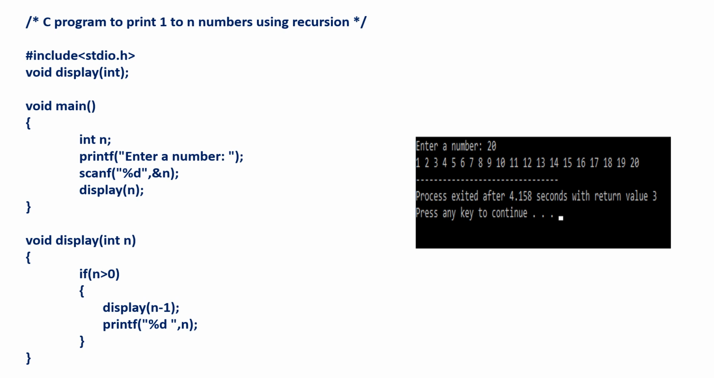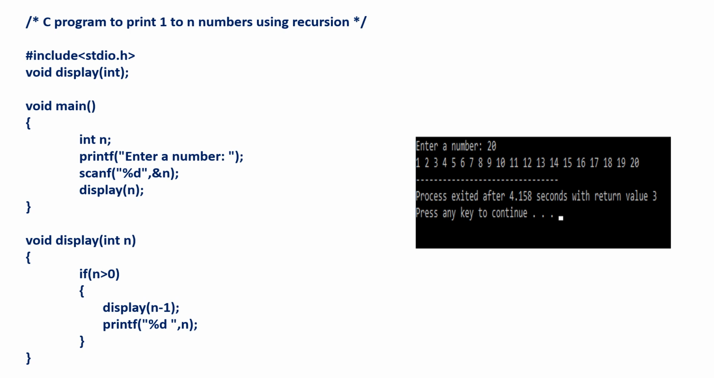In this video, we write a C program to print 1 to n numbers using recursion, and in this example we also see the stack involvement in the recursion. In the previous video, we clearly discussed the stack involvement in recursion. Now see, in this example we have a main function. First of all, we see the output here.